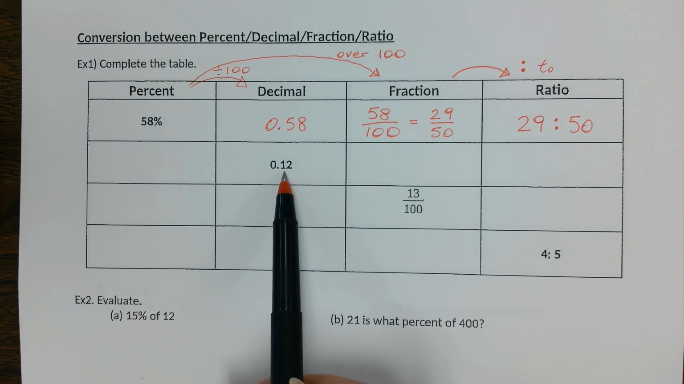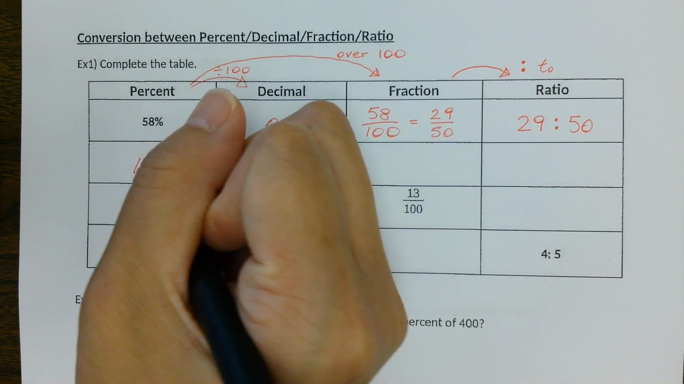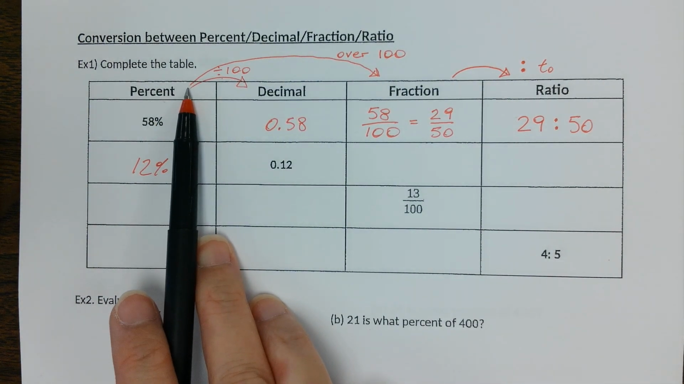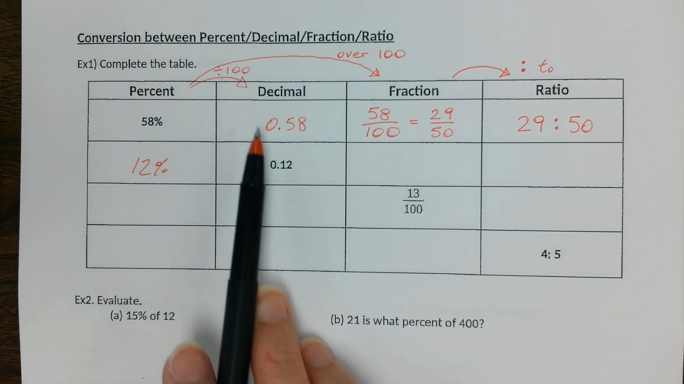So 0.12 as a percent. 12%. Good. And it makes sense to me. If we want to go from percent to decimal, we divide by 100. So if we want to go back this way, we times by 100.